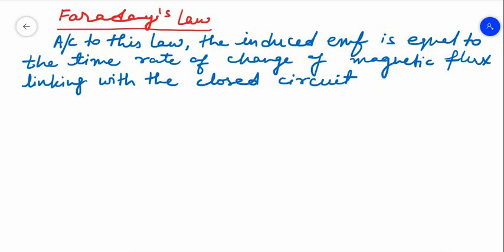According to this law, the induced EMF is equal to the time rate of change of magnetic flux linking with the closed circuit. Okay. So if we express it mathematically, then we can write it that this is equal to minus N d phi upon dt. So with this statement it is clear that the induced EMF, that is E, is equal to the time rate of change of magnetic flux, that is d phi upon dt. So what is the meaning of d phi upon dt? D phi upon dt means the time rate of change of magnetic flux.